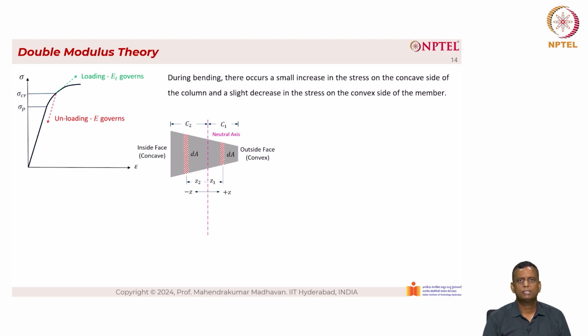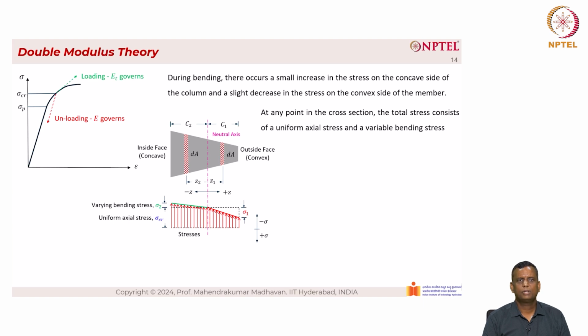And there is a point of consideration which is Z1 and Z2. The central line is Z. To the right is plus Z, to the left it is minus Z. At any point in the cross section, the total stress consists of a uniform axial stress and a variable bending stress. So the uniform axial stress is represented by sigma critical. The variable bending stress is represented by sigma 1 and sigma 2.